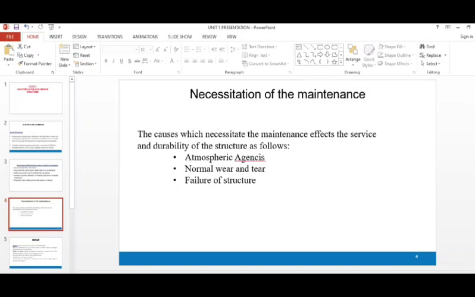And remedial maintenance. So what is remedial maintenance? It is the maintenance which is done after the defect or any damage occurs in the structure.